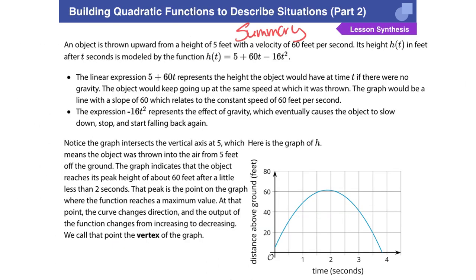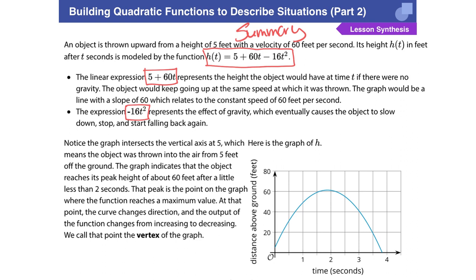In your lesson summary here, there's a lot of words going on, but there's some important things to help you out. First, when we have a quadratic function like this, that first part of the function is the linear part. That's telling us what would happen if it had no gravity. So in this case, we're starting at a height of 5 feet, and we're starting with a speed, a velocity of 60 feet per second. That's the slope of that straight line if there was no gravity. Then your negative 16t squared represents the effect of gravity, which is going to cause it to slow down and then fall back down. That's why it's negative.